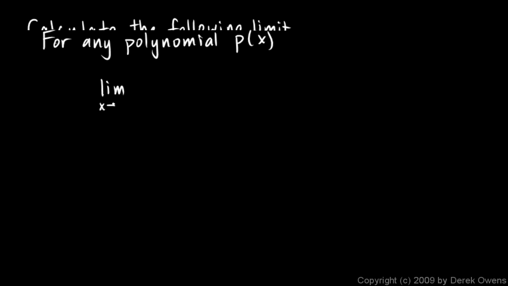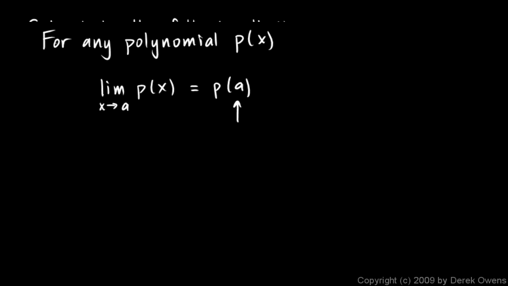I'm going to write, for any polynomial, we'll call it p of x, so some function p, the limit as x approaches a of p of x is equal to p of a, the value of the polynomial at an x value of a. Now that fact implies something significant for the continuity of a function.